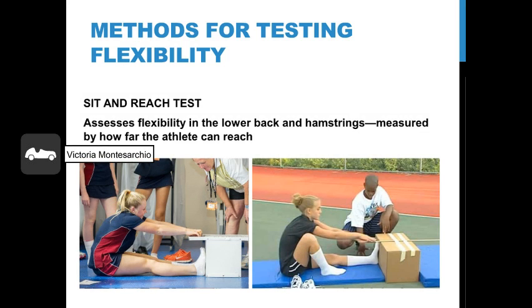The last test is a sit and reach test, which is a simple way to measure an athlete's lower back and hamstring flexibility. And here in these pictures, you can see a couple athletes performing the sit and reach. As you can see from the picture on the right, it is easy to make your own if you do not have access to an official sit and reach box.